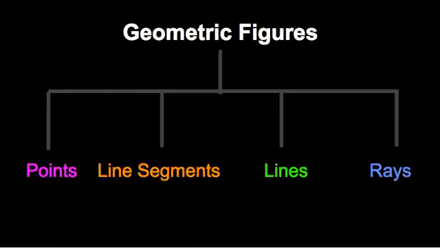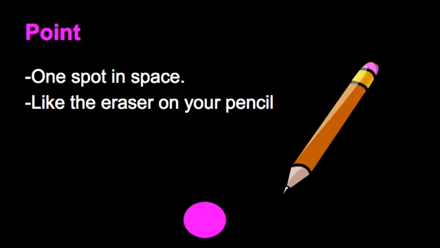So in geometry, you have seen these before. We can classify points, line segments, lines, and rays. They're all geometric figures, but think of them like royalty, like a king and a queen and a prince and a princess. They all are part of the same family, but they all have a different job. So we're going to talk more, starting with points today.